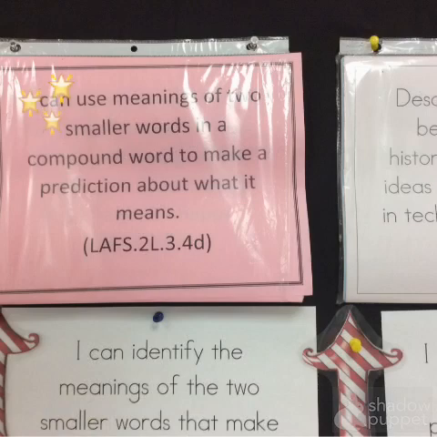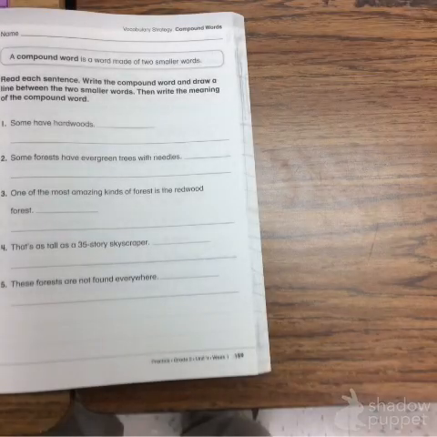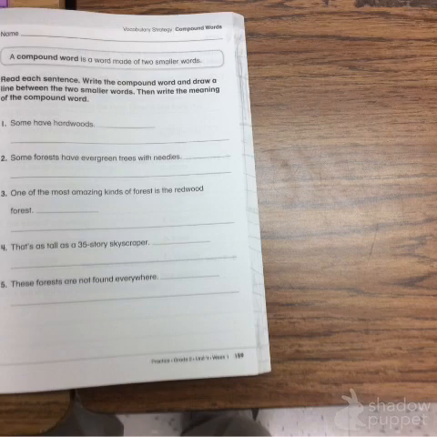Here it is. I can use the meaning of two smaller words in a compound word to make a prediction about what it means. So the heart of it is right here, compound words. You're going to try and figure out what are compound words. Now let's make sure that we practice the skill. So it's going to tell you here, read each sentence, write the compound word, and draw a line between the two smaller words. Then write the meaning.